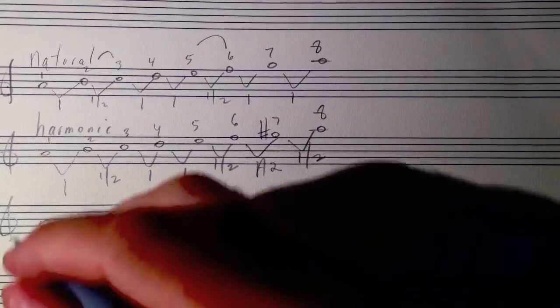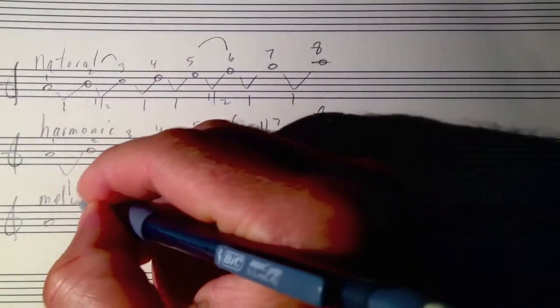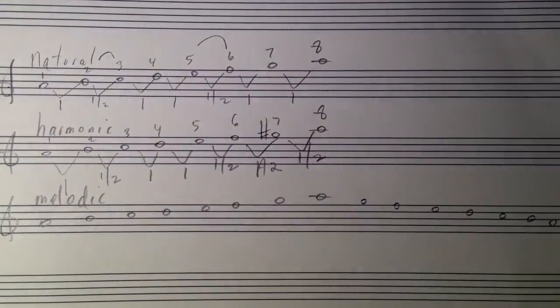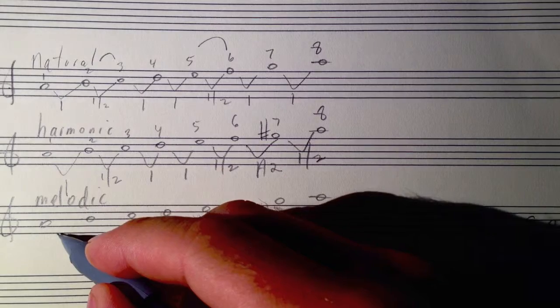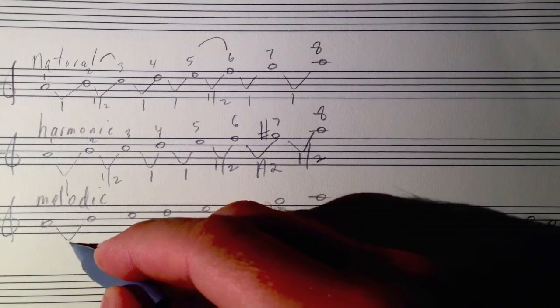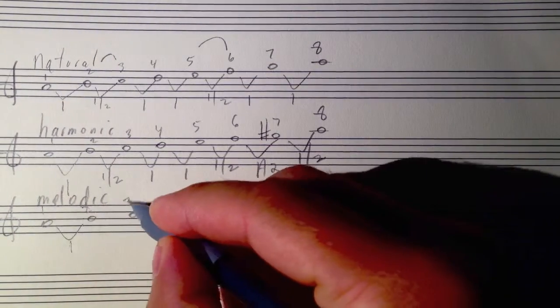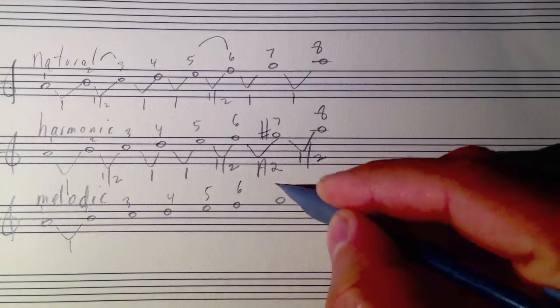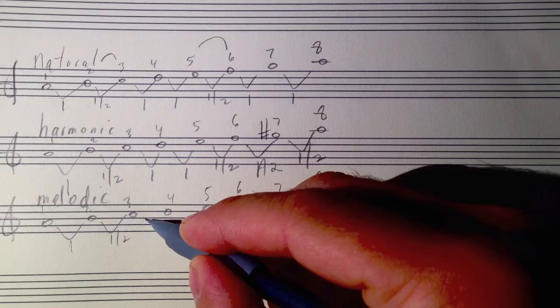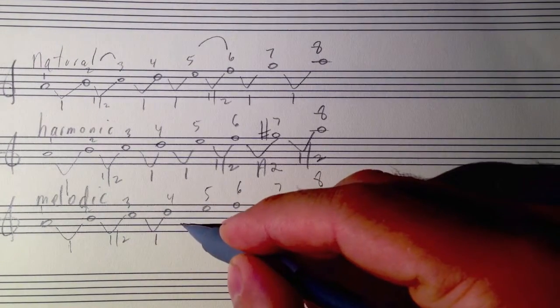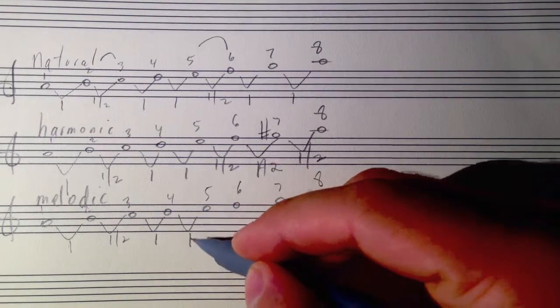Okay, now the final minor scale is called the melodic minor scale. And that is a scale that ascends the following way. Whole step between notes 1 and 2. Let me label the numbers of the notes, scale degrees. Half step between notes 2 and 3. 3 and 4, whole step. 4 and 5, whole step.